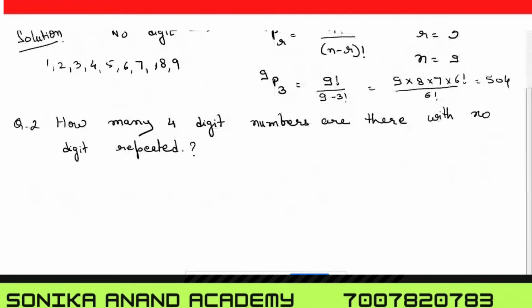How many four-digit numbers are there with no digit repeated? Can you tell me how will I proceed? Four-digit numbers are there. Ma'am, one digit at a time, we take, no digit is repeated. So all the numbers from between 0 to 9.